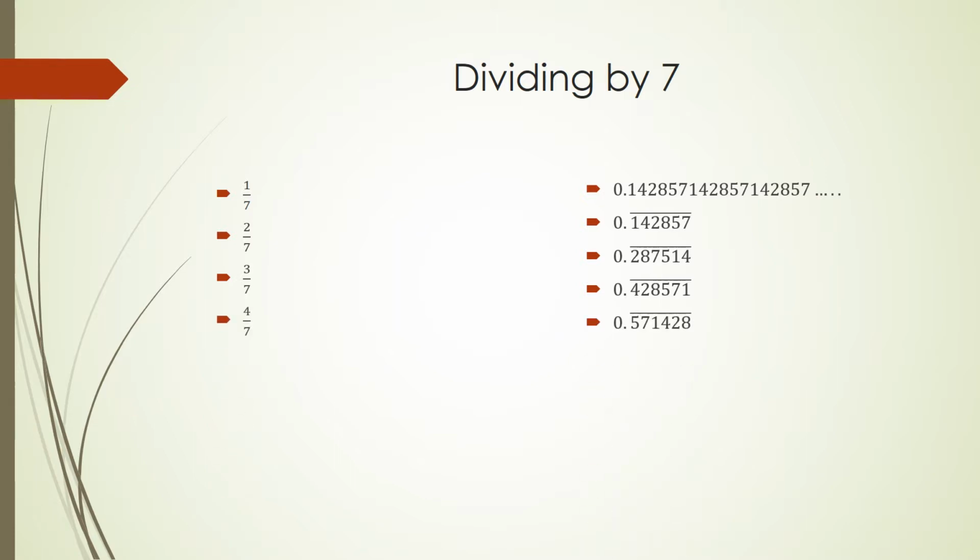Same thing with 4, but that one will start at the 5. 5 divided by 7, and that one will start at the 7. And 6 divided by 7, it starts at the 8. So basically, if you know this one sequence, you would know the repeaters for all of the fractions divisible by 7. This makes an interesting parlor trick.